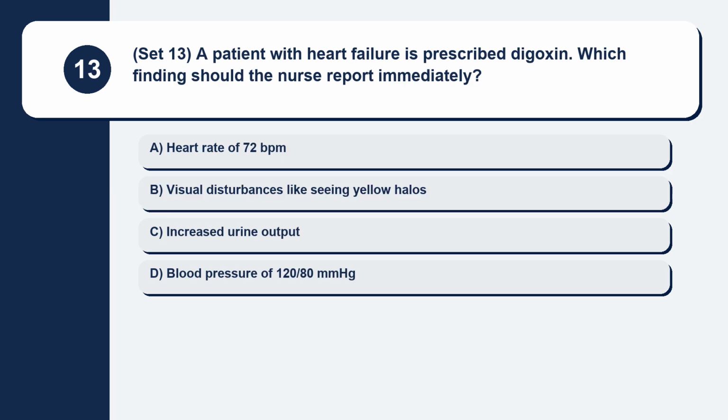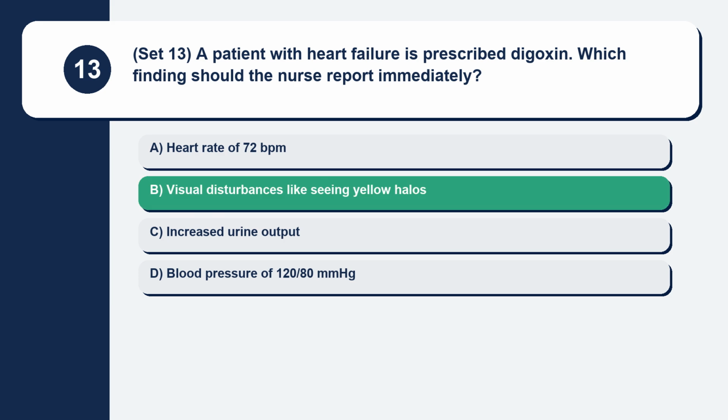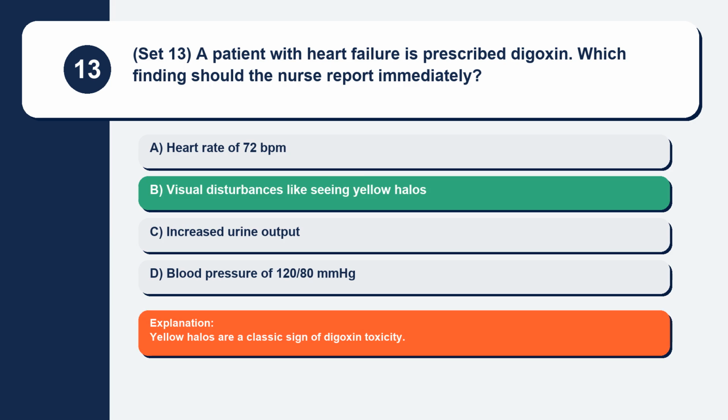Question 13, Set 13. A patient with heart failure is prescribed digoxin. Which finding should the nurse report immediately? Heart rate of 72 bpm, visual disturbances like seeing yellow halos, increased urine output, blood pressure of 120/80 mmHg. Yellow halos are a classic sign of digoxin toxicity.